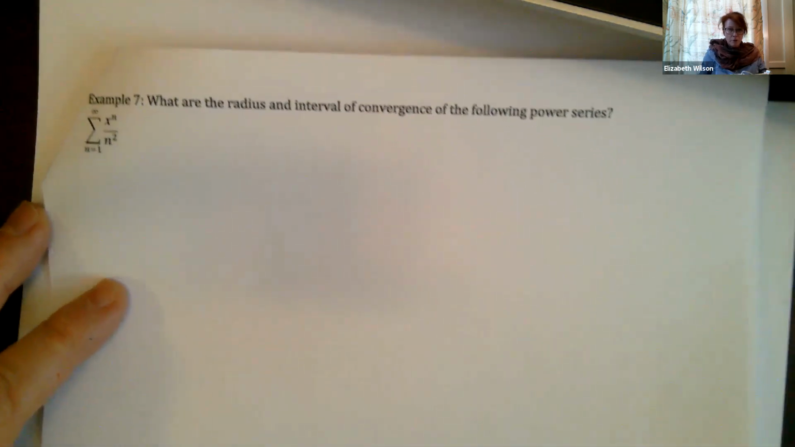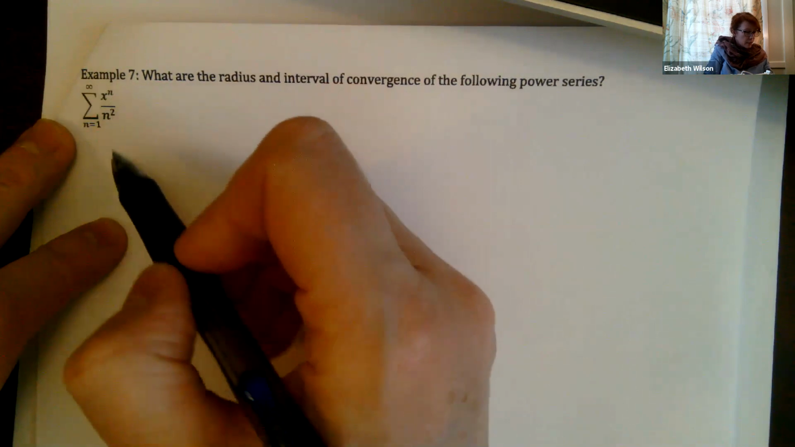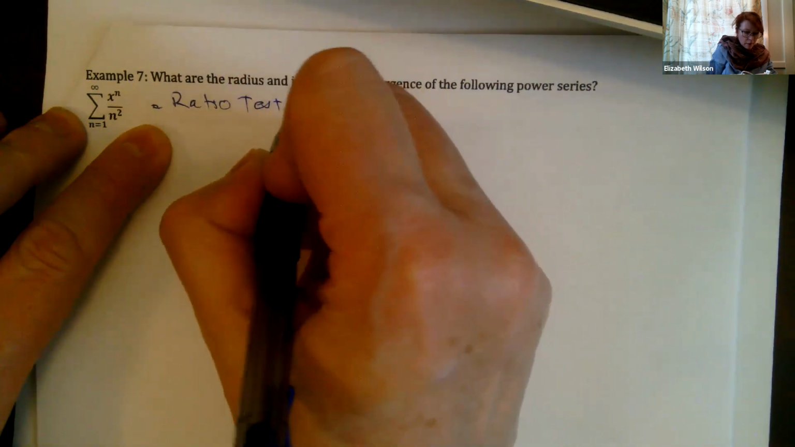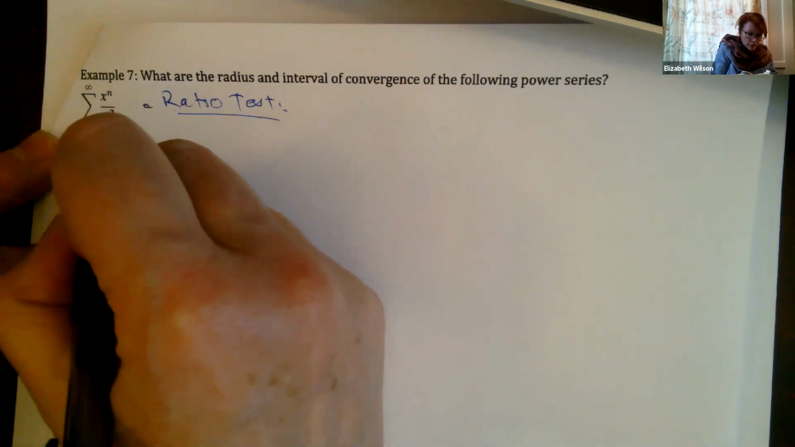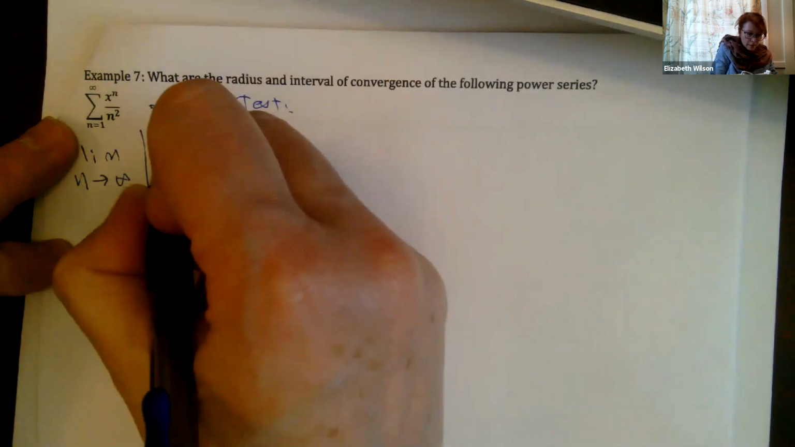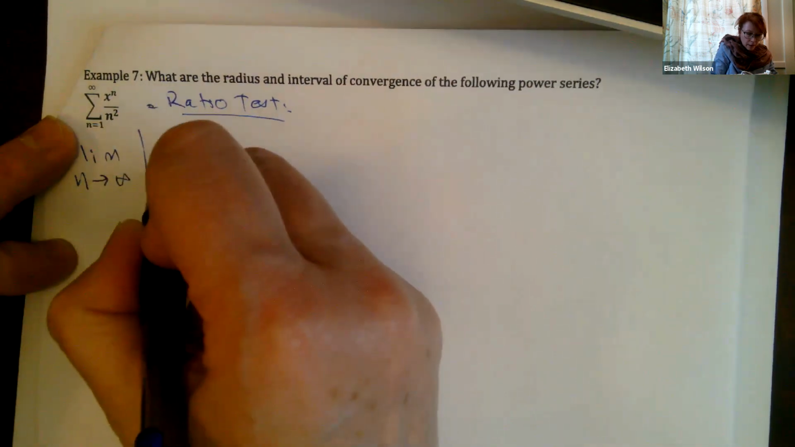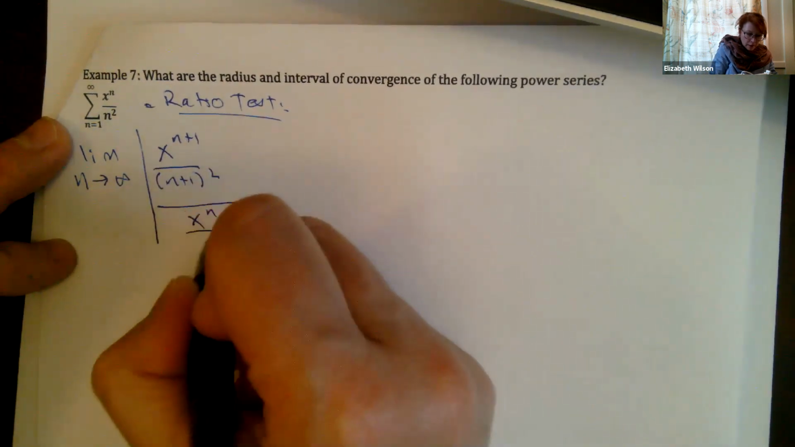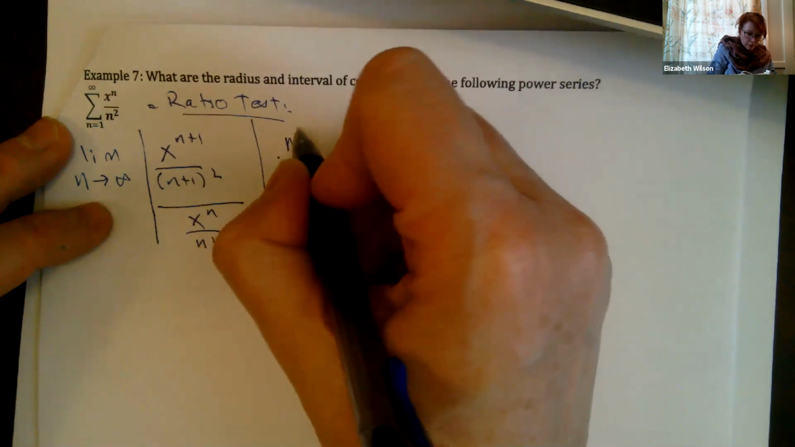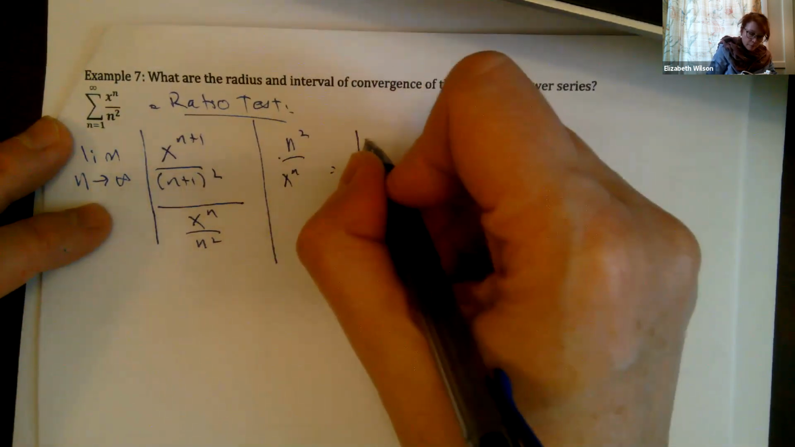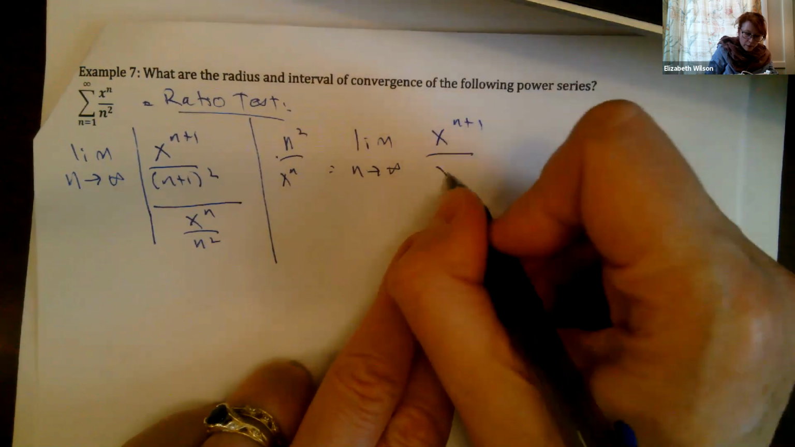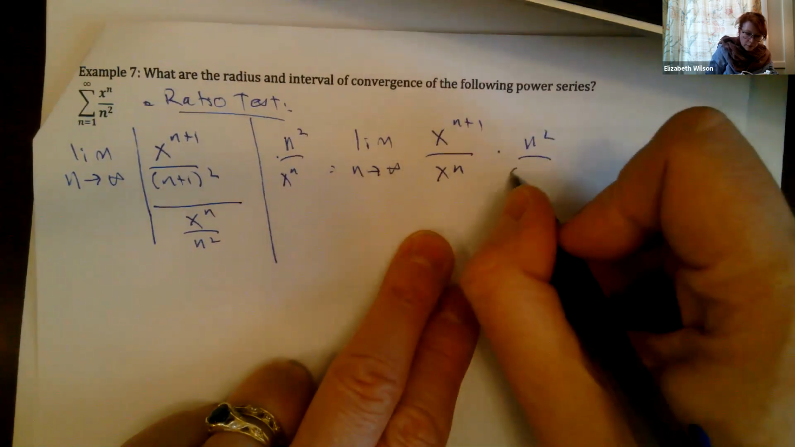All right, the last example. What are the radius and interval of convergence for x to the n all over n squared? Let's go ahead and do this. So our ratio test. I'm going to take the limit as n goes to infinity of the absolute value of x to the n plus 1 all over n plus 1 squared, all over x to the n all over n squared. Be careful, this is n plus 1 squared. I'm going to multiply by its reciprocal. Let's group like terms together: x to the n plus 1 over x to the n, times n squared over n plus 1 squared.